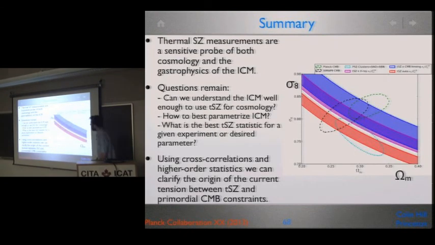So let me just wrap up. Hopefully I've convinced you that there's a lot of interesting things to be done with thermal SZ measurements, both for cosmology and gastrophysics. And I think using these cross-correlations and higher order statistics, we can break degeneracies between the ICM and the cosmology and figure out what's going on with this discrepancy. Thanks.